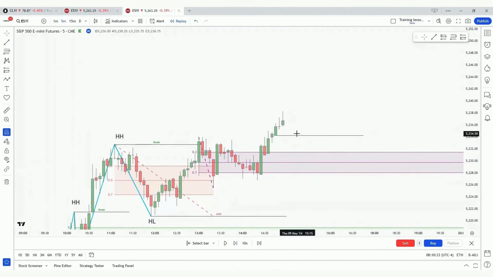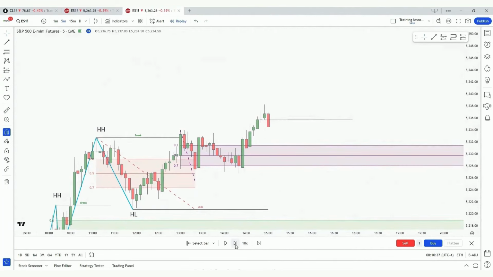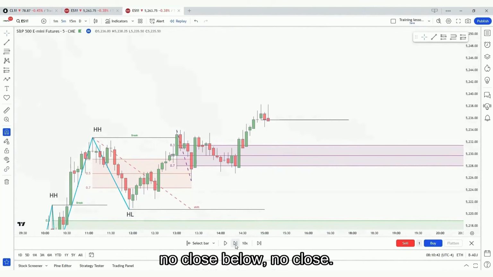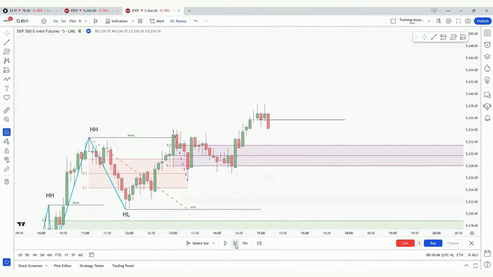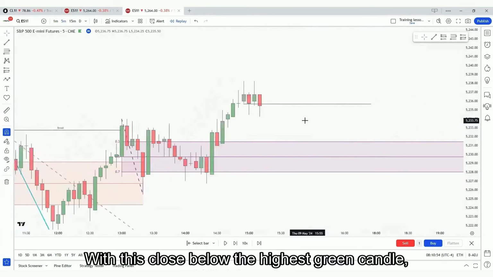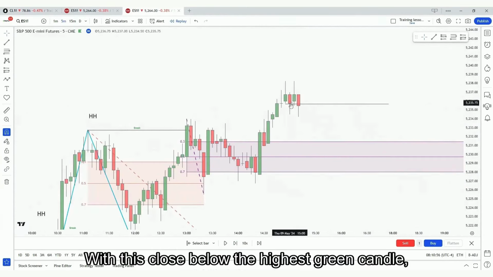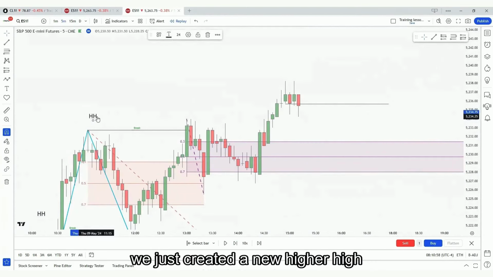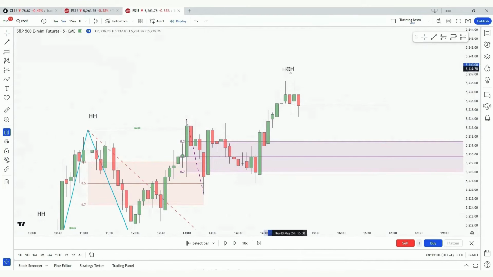And a new one. No close below. No close. And there's the close. With this close below the highest green candle, we just created a new higher high. It's this high over here.